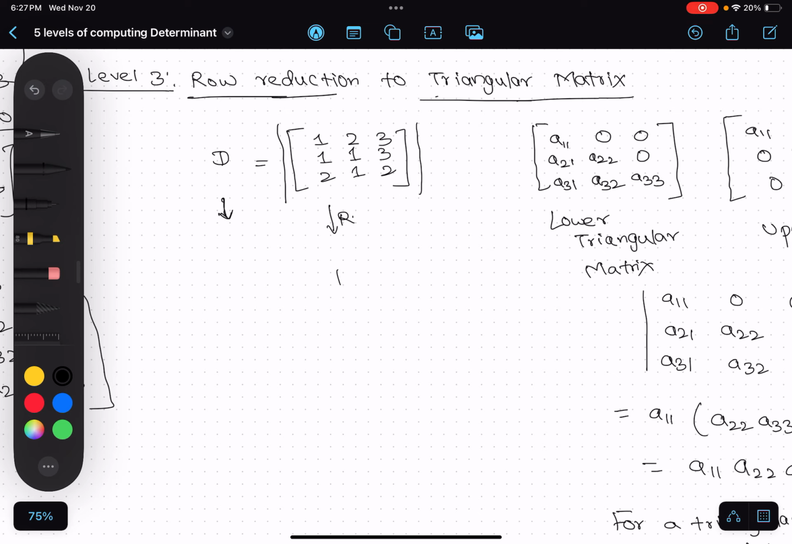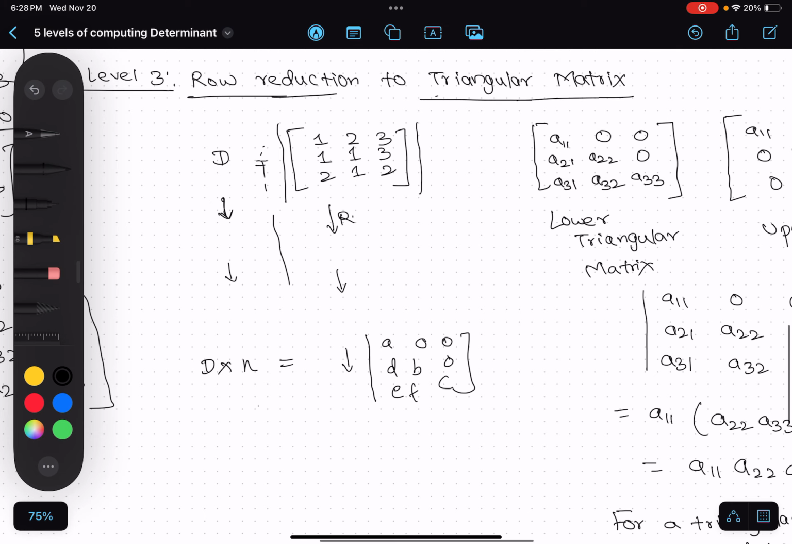Now when we are doing row operations, we will also store how D will be changing. And finally, let's say we get D times some number n, and our matrix has now transformed to a triangular matrix, let's say A B C, D E F, 0 0 0. So we did some row operations, we know how D will transform, and finally this has gone to a triangular matrix, and D has gone to D times n.